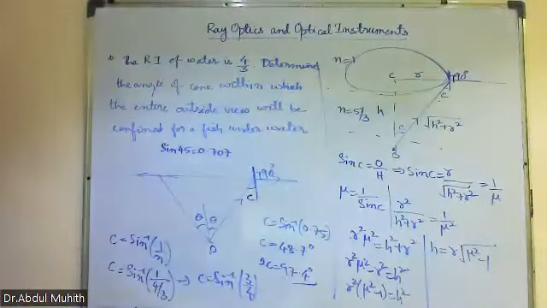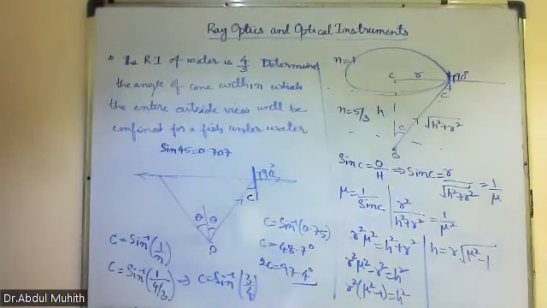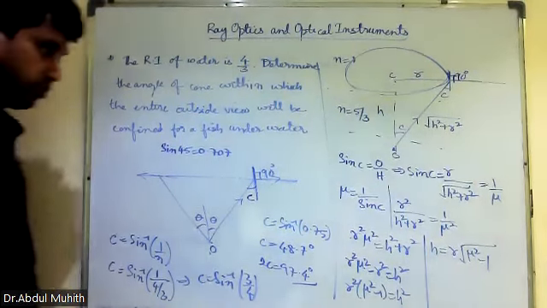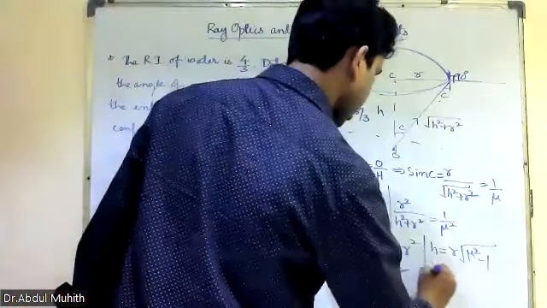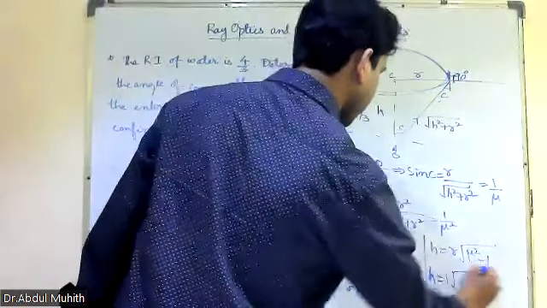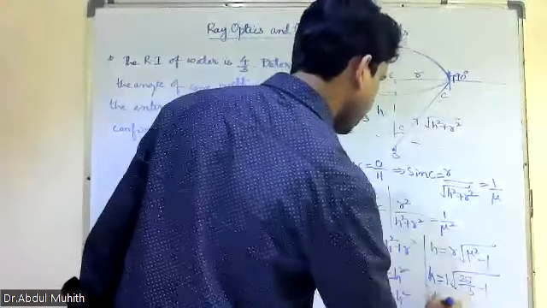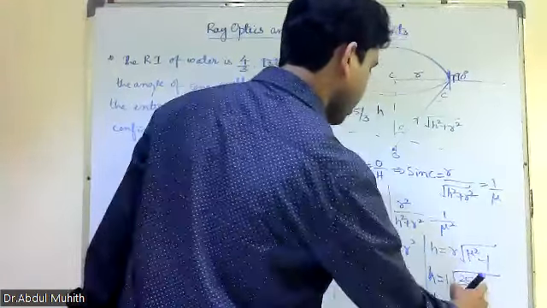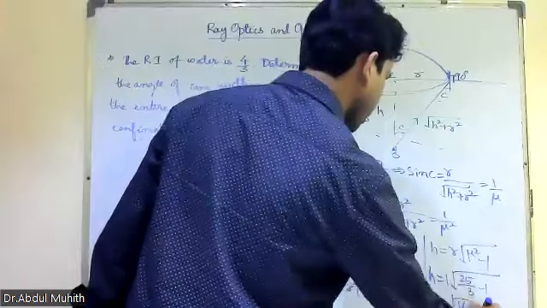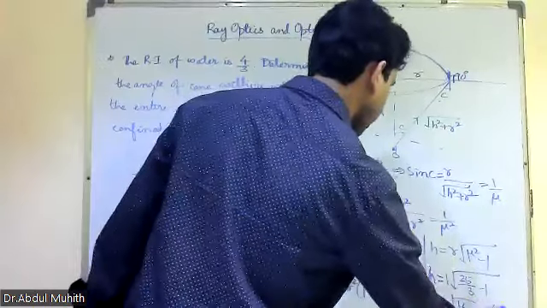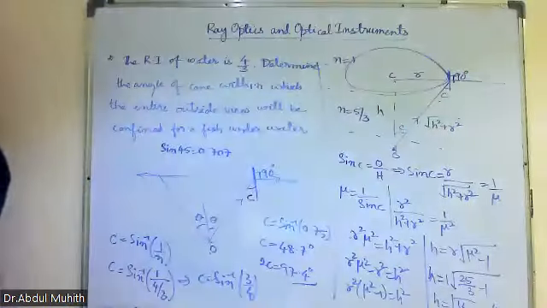When you substitute these values, what happens now? H is equal to R value 1 centimeter into under root of 5 by 3 whole square, 25 by 9, minus 1. Simplify, H is equal to how much? 25 minus 9 becomes 16 by 9, so that is equal to 4 by 3. This is the height of the water.